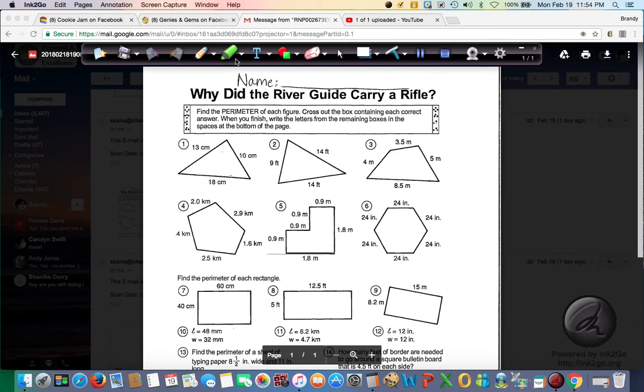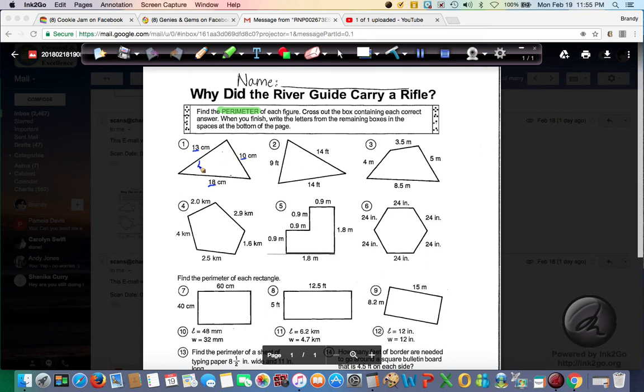Now in this case, we are looking for perimeter. Perimeter means the outside edges. So that means we need to add up all of our outside edges. If we have 13 in this triangle for number 1, we have 13 centimeters, 18 centimeters, and 10 centimeters. For perimeter, you just want to add up all the sides.